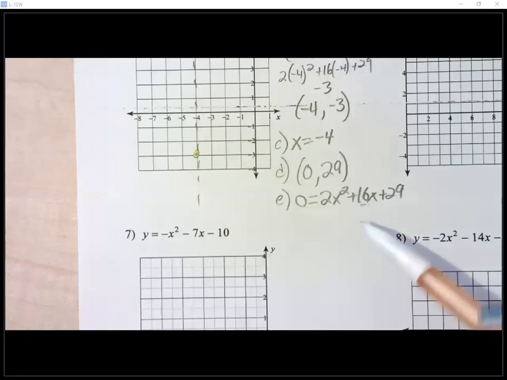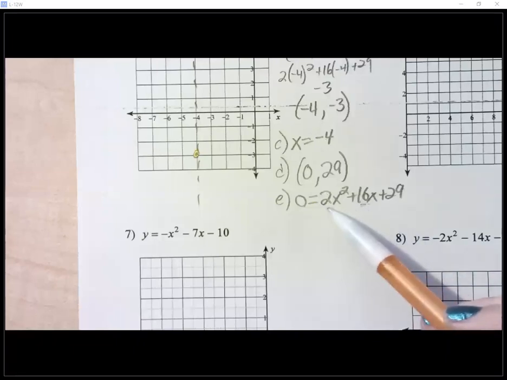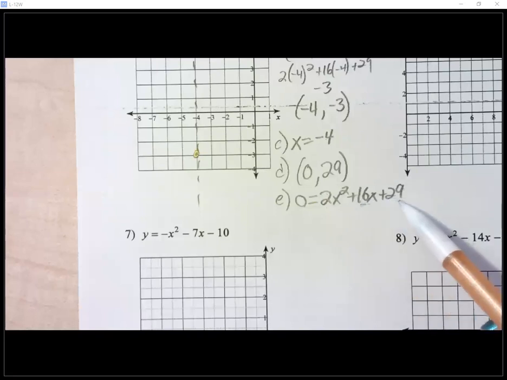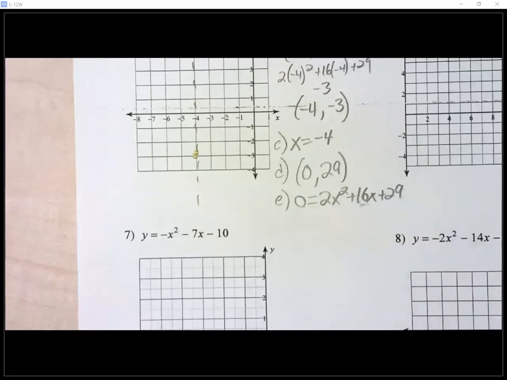Because A is not 1, so I'd have to divide everybody by 2. And 29 doesn't divide by 2 nicely. So then I'd have to be dealing with fractions. It wouldn't be that bad, but I just don't want to. So I'm going to do quad formula.